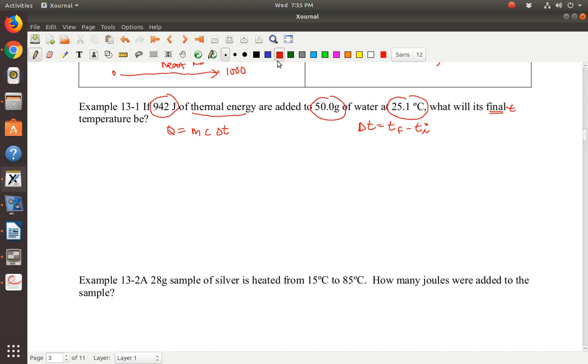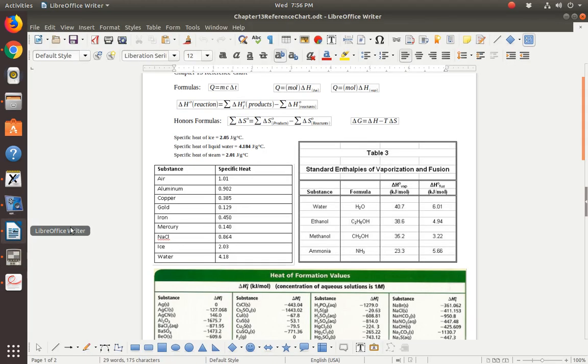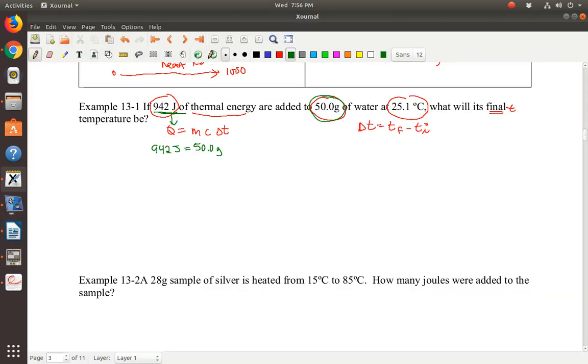Okay, now let's see what they gave us. They gave us 942 joules, that's your Q, because Q stands for the joules. They gave us 50 grams, that's the mass. Then I'd have to look up the C, the specific heat of water. So I'm going to look at your reference sheet. The specific heat of water is 4.184 joules per gram per degree Celsius. I'll go ahead and use the extra sig fig, so 4.184, which I got off the chart. That's something you look up. It's not a constant, but it's something you look up.